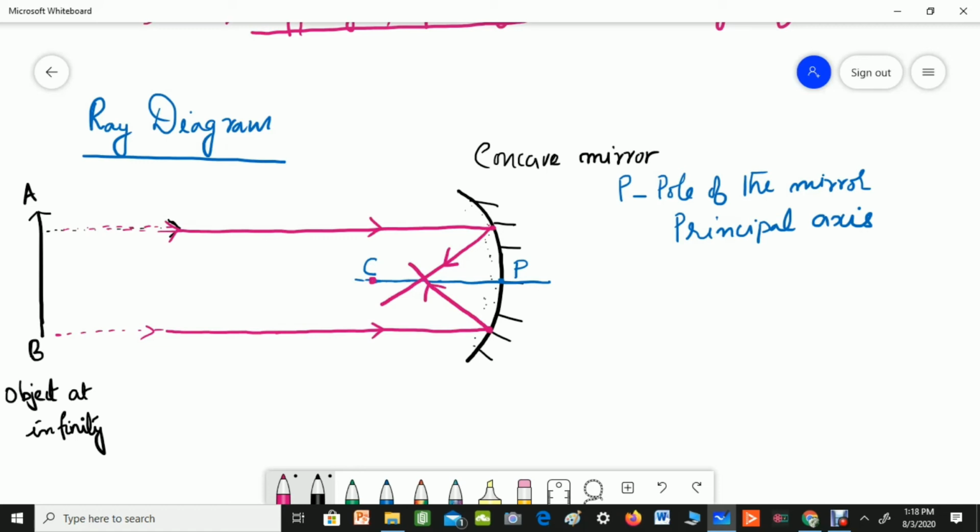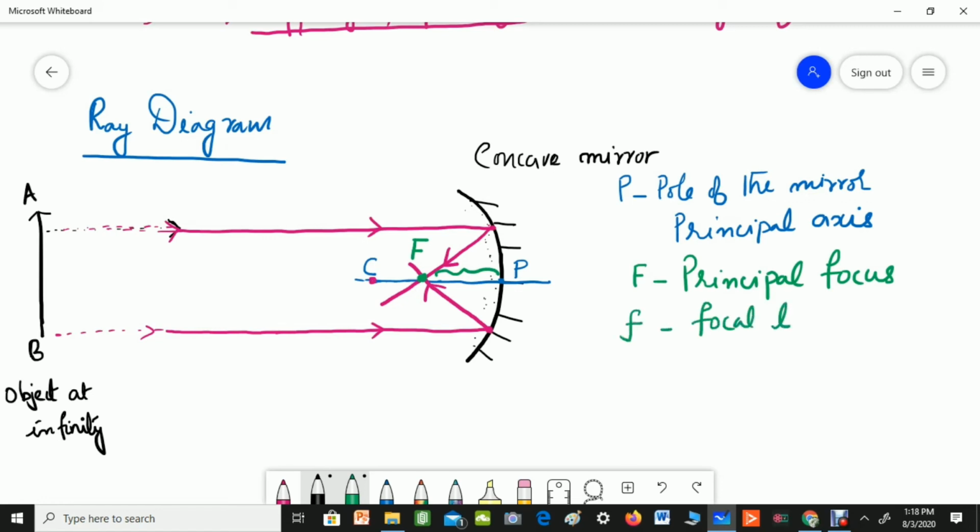So after reflection, the rays of light meet at a point, or intersect at a point in front of the mirror. So this point is called the principal focus of the concave mirror. So F is the principal focus of the concave mirror. And the distance between the principal focus and the pole of the mirror, the distance between F and P, is called the focal length, small f, of the concave mirror.